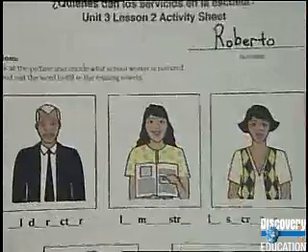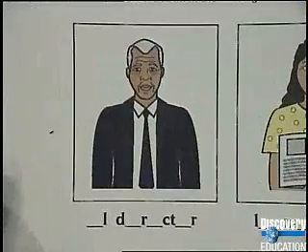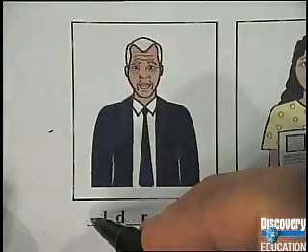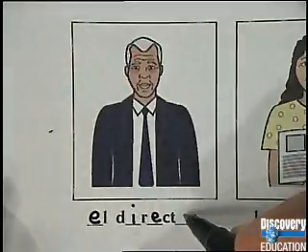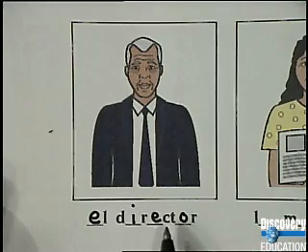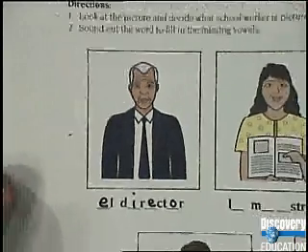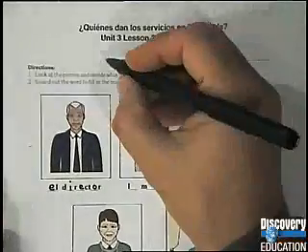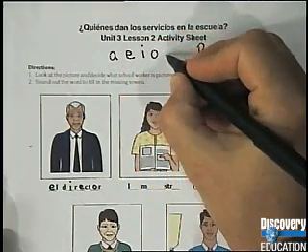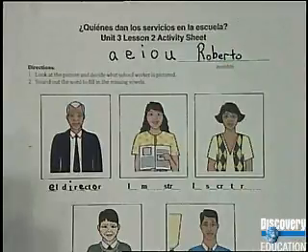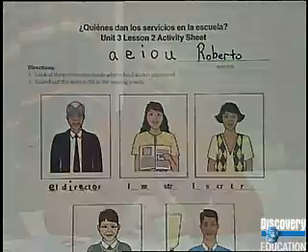Well, let's see. I'm going to look at this gentleman here. He's the principal. Y en español es el director. So all of the letters that you're going to be writing into these are going to be the vowels. And you remember the vowels. A, E, I, O, U. So you'll use those letters to fill in the names of the rest of those people who work in the schools. Okay?